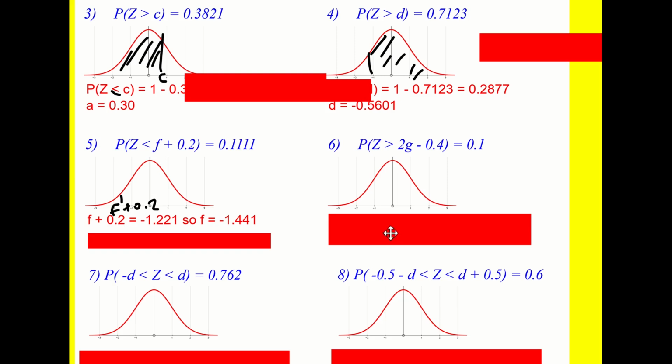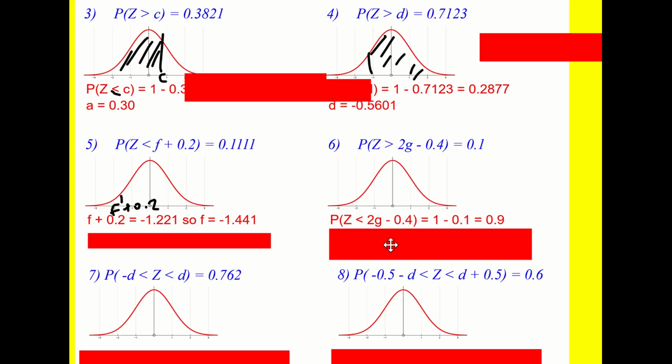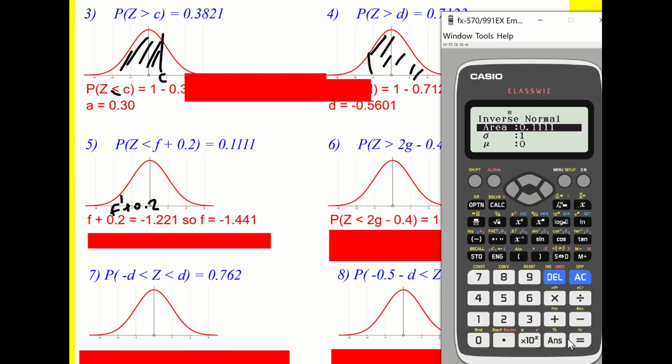Number 6, very similar. But first of all, we need to get it as a less than. So it's going to be less than is 1 minus 0.1. We get 0.9. Get our calculator.